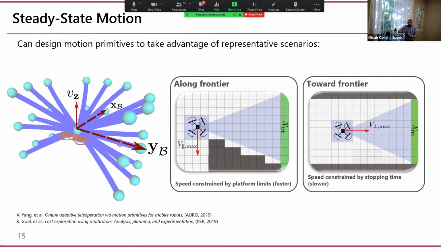First, a robot may move along, that is parallel to a frontier, in which case the robot plans to move through known free space while observing the unknown space. And then the speed is constrained only by the platform and design limits. However, if the robot moves toward a frontier, it may encounter obstacles that are just past the maximum range of the depth sensor, and then the maximum speed is generally constrained by the robot stopping time.